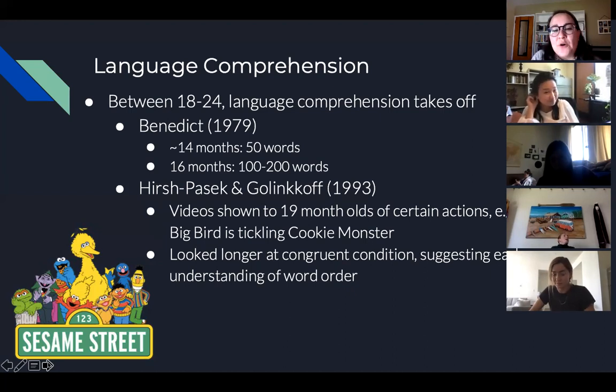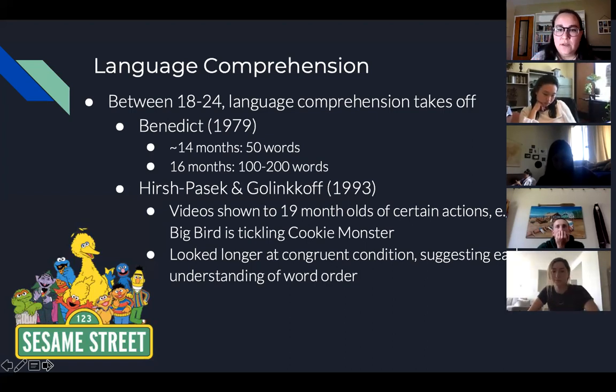Anyway, so essentially these videos showed a sequencing of certain events, that one individual was doing something to another individual. And so they found that these year and a half olds looked longer at the condition where the action that was being depicted matched up with what the researcher was reading to them about it.